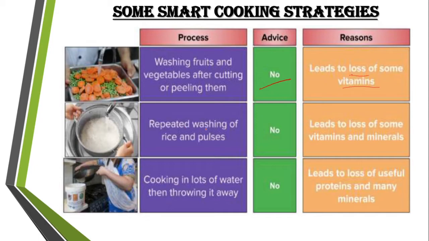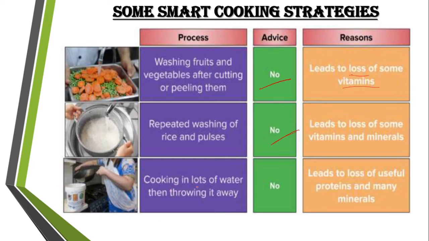And repeated washing of rice and pulses, the advice is no. It leads to loss of some vitamins and minerals. We should wash rice and pulses because there will be a lot of dust. We should wash, but two to three times is the maximum. We should not wash five to six times. We should not keep on washing the rice, as it will lead to loss of some vitamins and minerals. The advice is actually no.